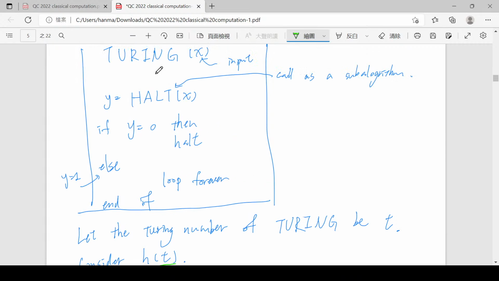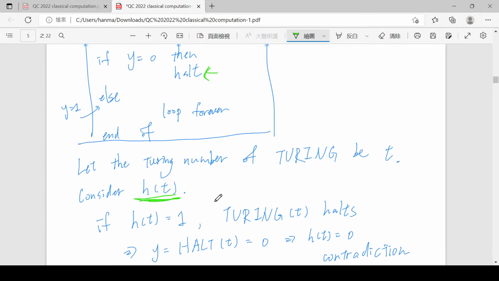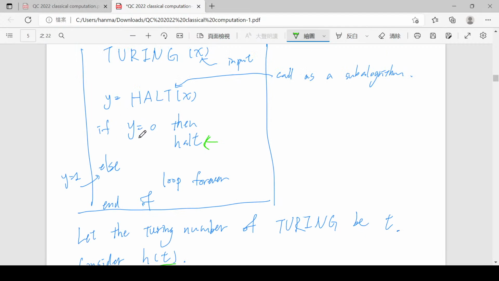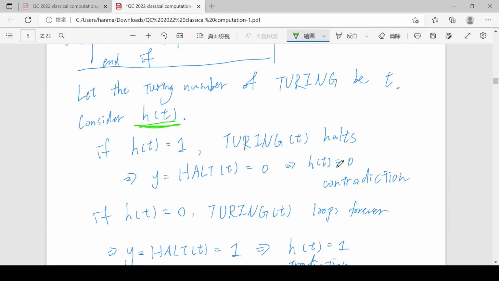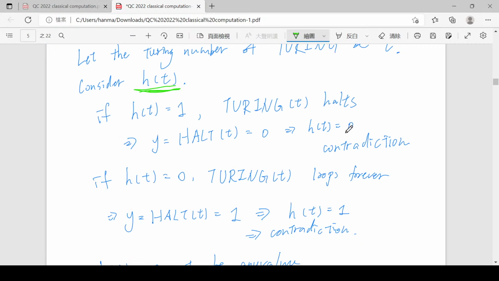Then we look back here. So we think about how Turing of t will do. Turing of t will hold, then it must end from here, right? And then that means y equals 0. But if y equals 0, then that means hold of t also equals 0, because y is hold of the input, hold of t. But we just said h of t equals 1. Then we prove it, then we conclude that h of t must equal 0. So that's a contradiction.